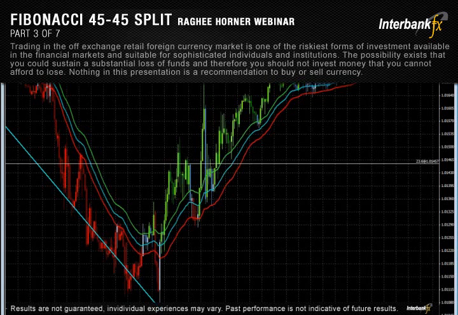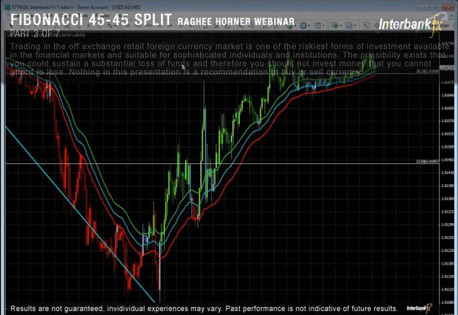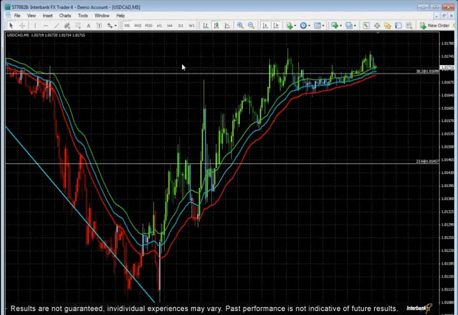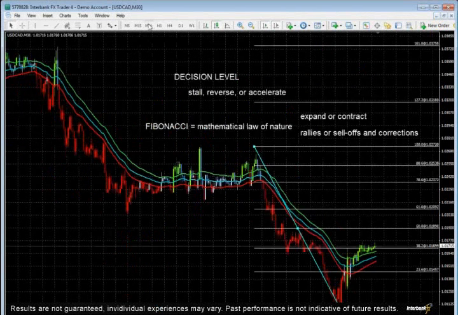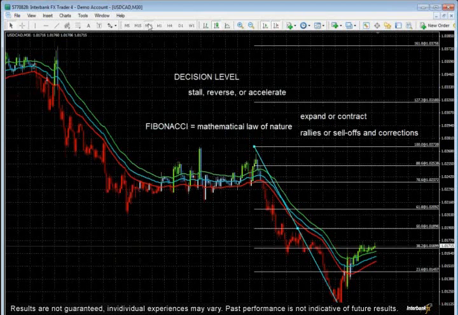So same pair, 1, 2, 3, 4, 5, 6 different time frames. And different psychologies are represented on almost each of them, at least variances of the different psychologies. Okay? So that's number one.